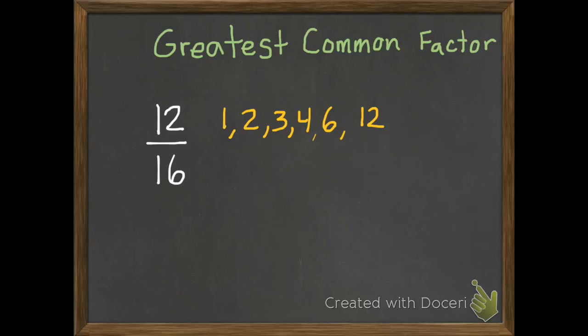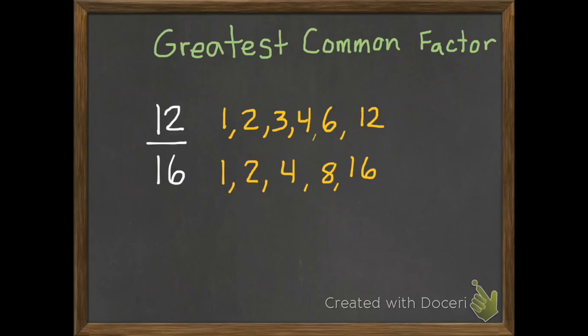We want to find a common factor, a factor that both 12 and 16 have. So we need to figure out the factors of 16. So it has 1 and 16, 2 times 8, and 4 times 4. We only need to put one 4.